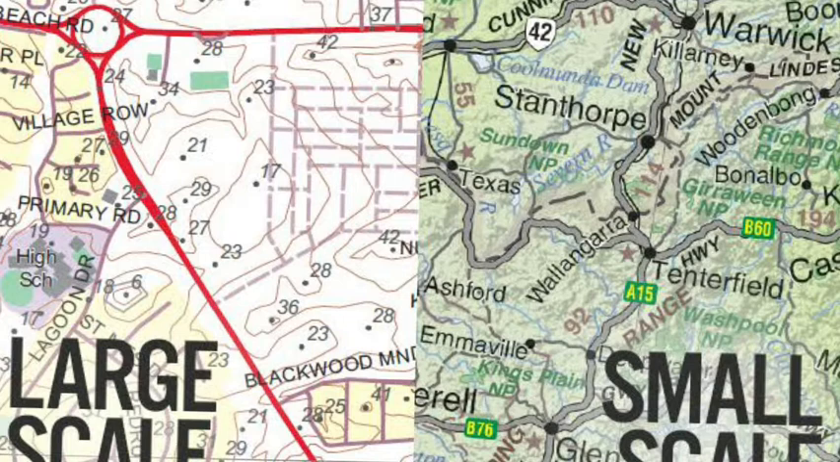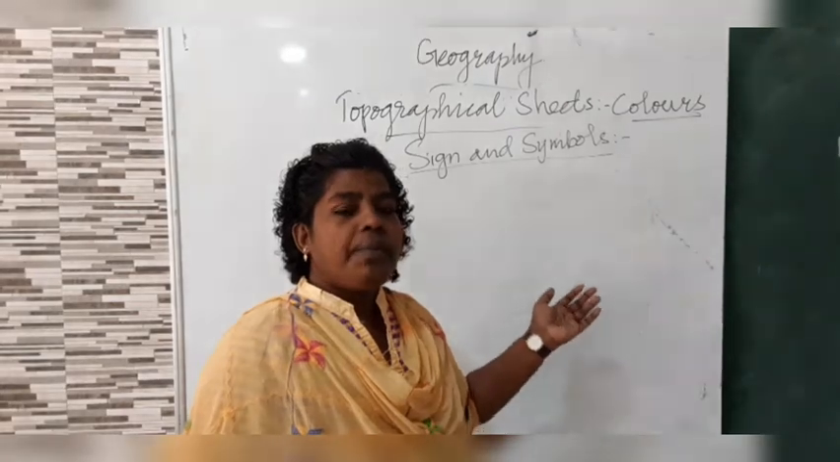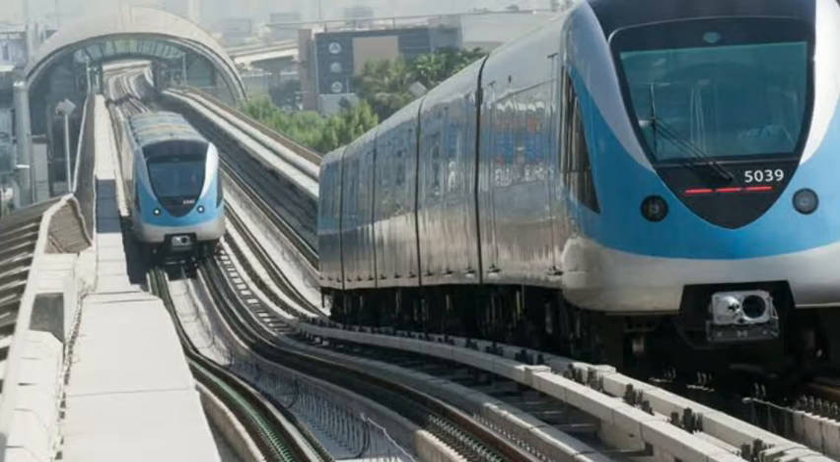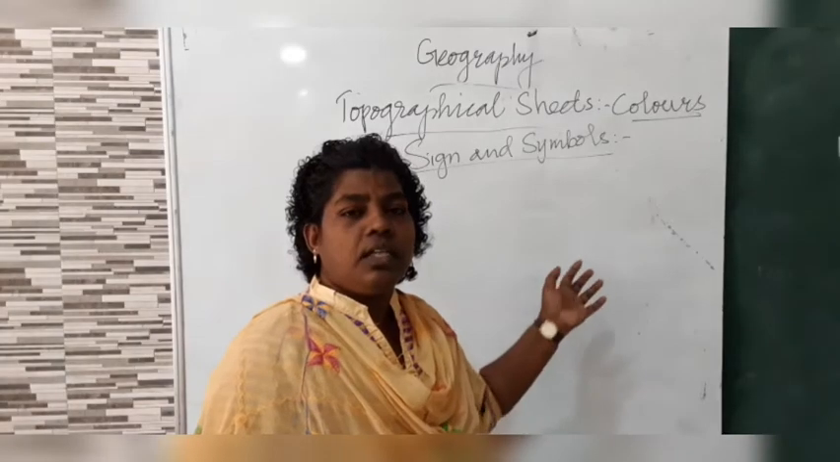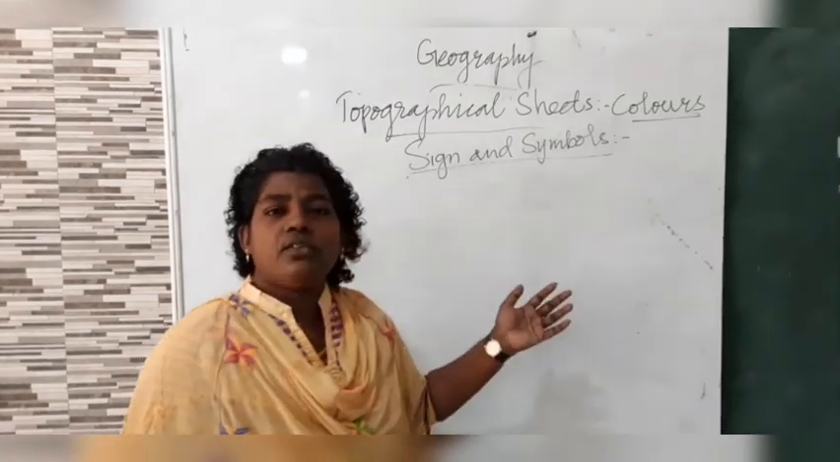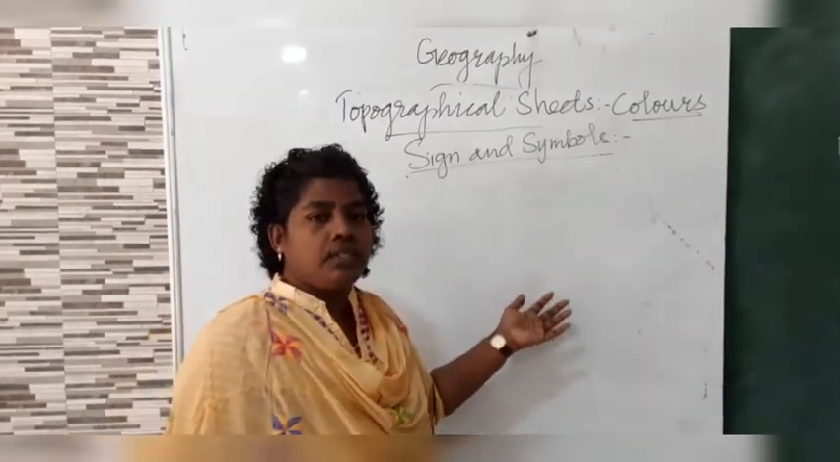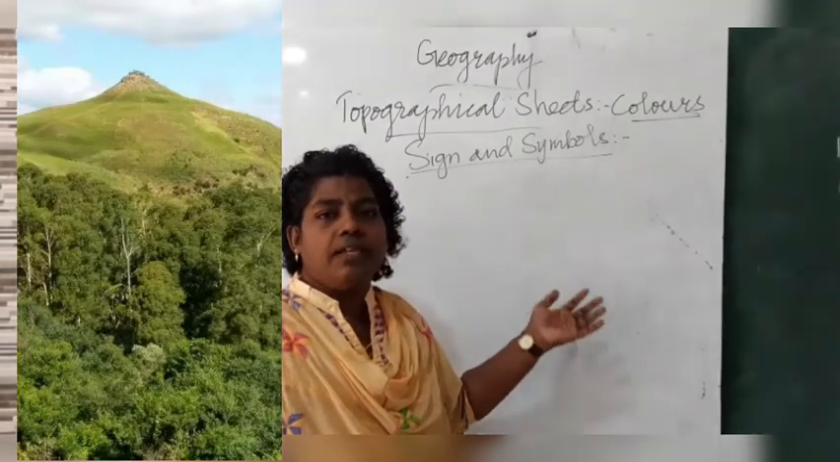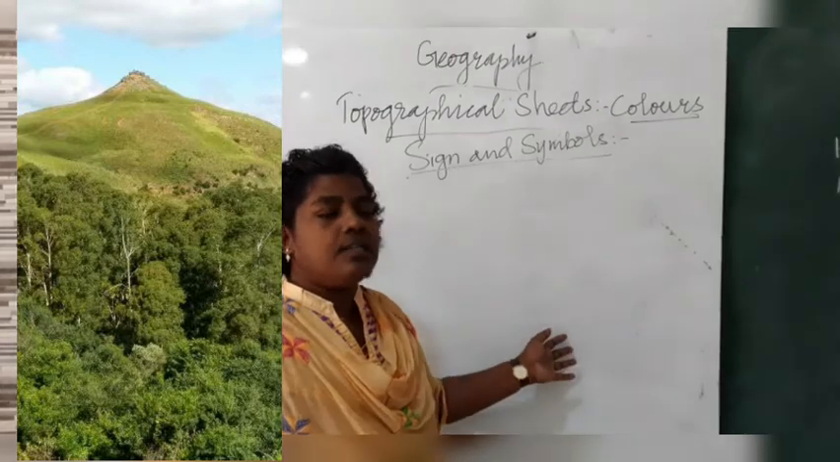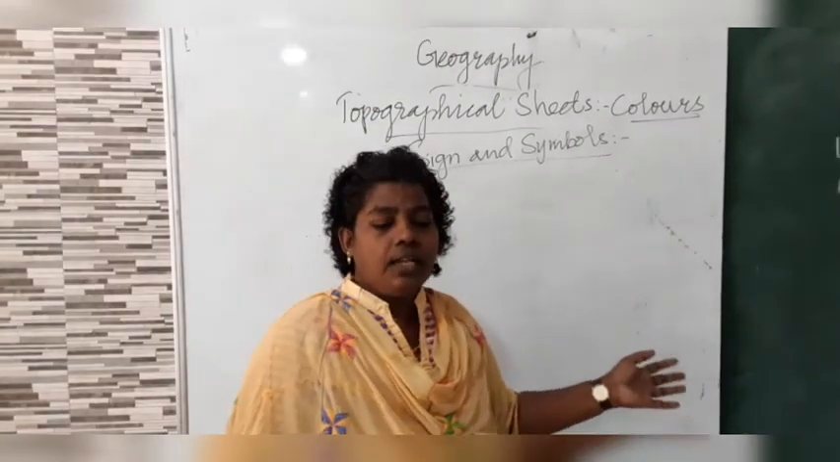What are the man-made features? Man-made features are like a rail track, police station, hospital, the road, the cities, and different other things. The natural features are the relief features like mountains, hills, plains, plateaus, rivers, oceans. All these things come under the natural features.